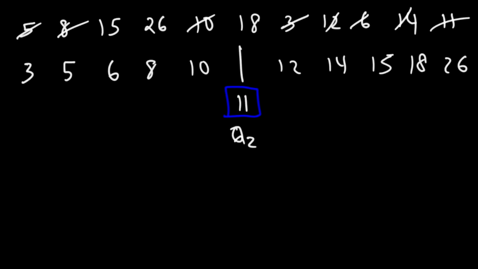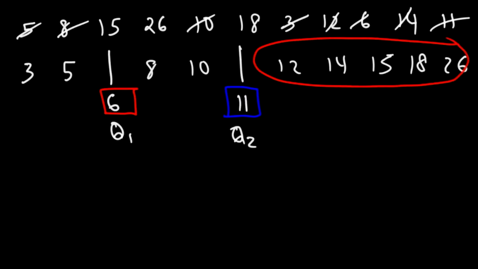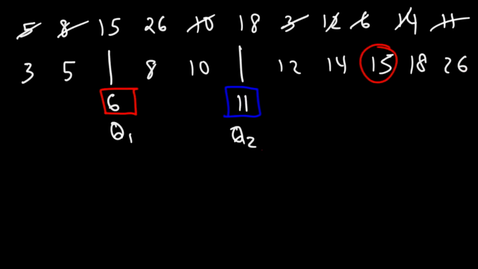Our next step is to identify the median of the lower half of the data. So the middle number of these 5 numbers is 6. So let's put a line. And so 6 is going to be Q1, the first quartile. Now let's do the same thing on the right side. Let's identify the median in this area. So the middle number is 15.